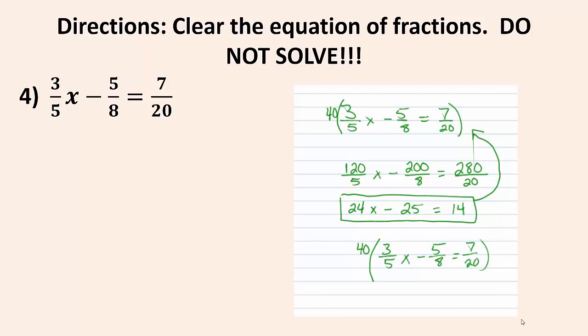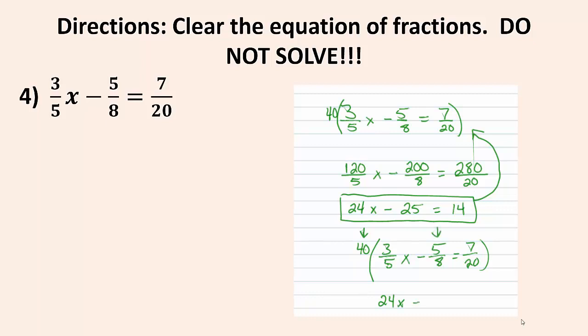Option 2. Since the 40 we said was our LCD is a multiple of the denominator for each one of these values, we can cross-simplify. And so that works by saying 40 divided by 5, because we're going to simplify 40 and 5, is 8, and then we multiply 8 times 3 to get 24.